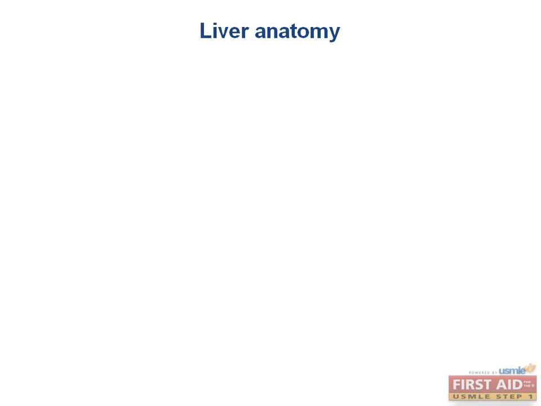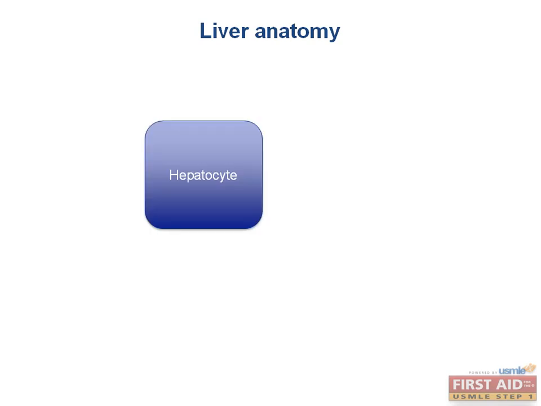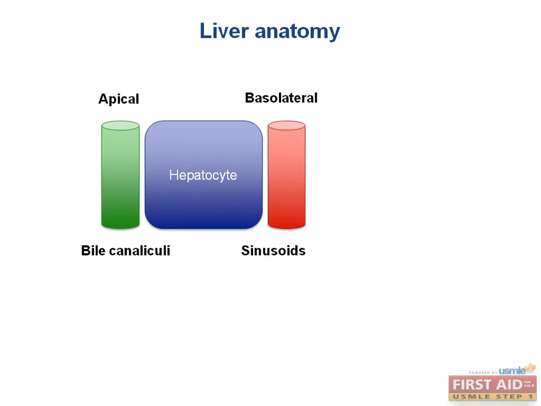Next, let's discuss liver anatomy. This is pretty complicated anatomy, so let's work through it systematically. Individual hepatocytes have two surfaces, an apical surface, which faces the bile canaliculi, as well as a basolateral surface, which faces the sinusoids. The sinusoids are a network of low-pressure vessels composed of fenestrated endothelial cells.